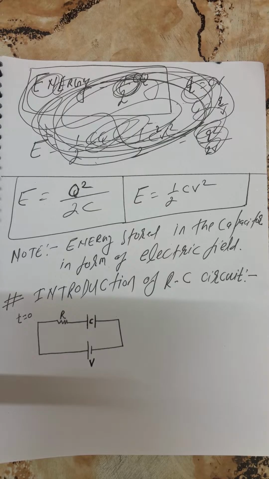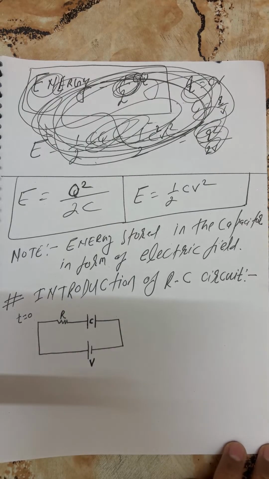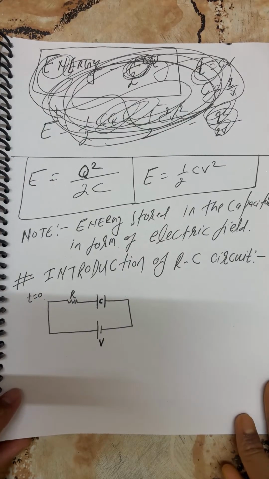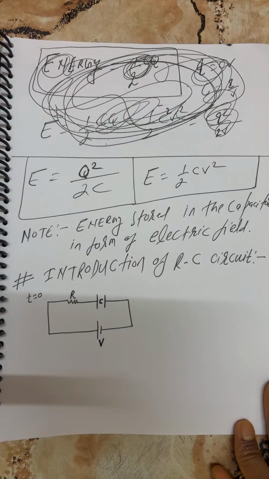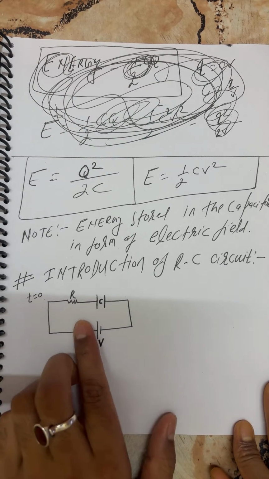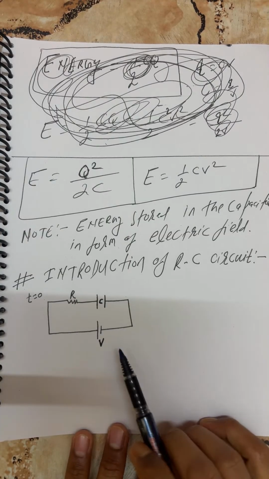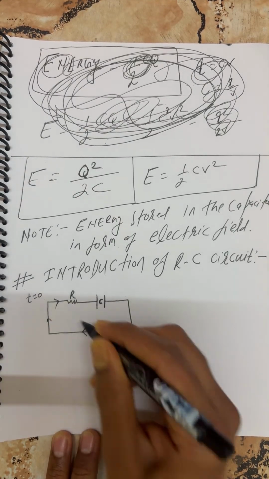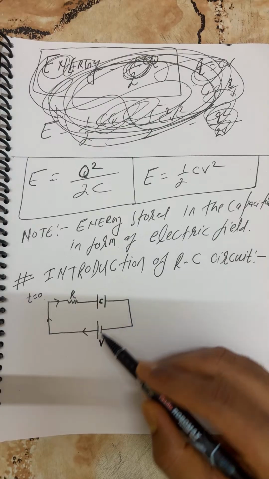Okay, now students, at t = 0, the resistor is connected to the capacitor. So for this condition, what is observed here? Students, the entire potential drop will be across what? There is a potential difference, so current will flow. Current means charge.